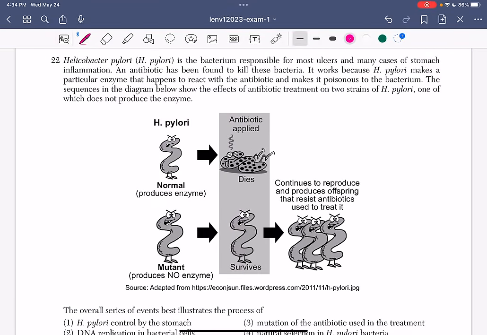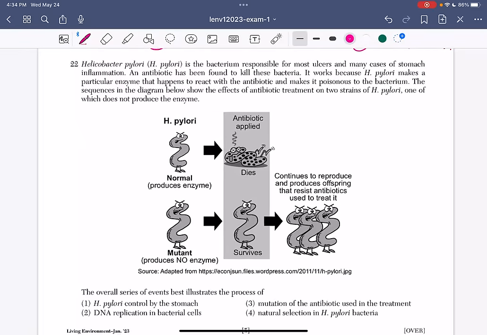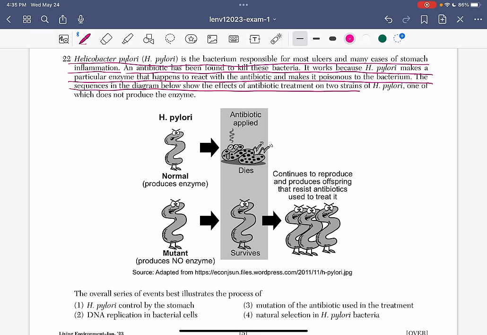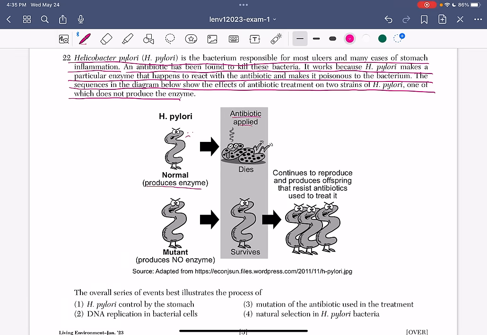It's number 22. H. pylori is the bacterium responsible for most ulcers and many cases of stomach inflammation. An antibiotic has been found to kill these bacteria. It works because H. pylori makes a particular enzyme that happens to react with the antibiotic and makes it poisonous to the bacteria. The sequences in the diagram below show the effects of antibiotic treatment on two strains of H. pylori, one which does not produce the enzyme. Okay, so here we have H. pylori normally produces enzymes. The antibiotic applied, they die.